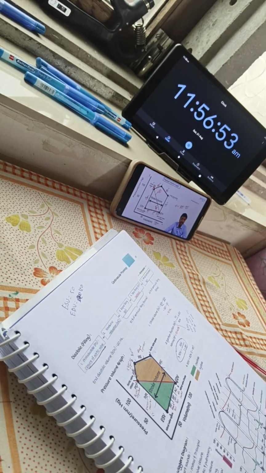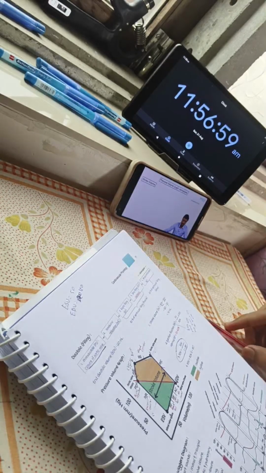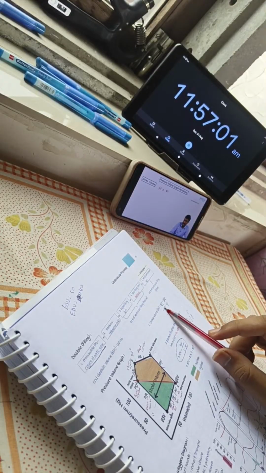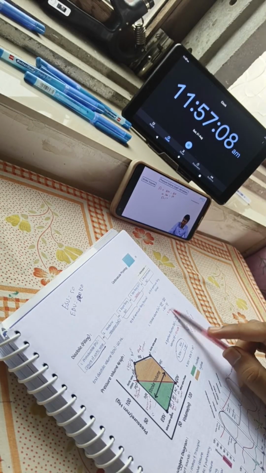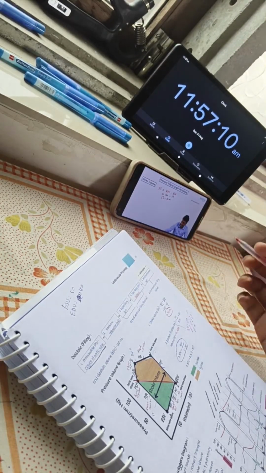So from this graph, there are a lot of derivations. The first is stroke volume. What is stroke volume? It equals end diastolic volume minus end systolic volume, which equals 120 ml minus 50 ml. How much is the normal stroke volume? 70 ml, simple. Next is ejection fraction.